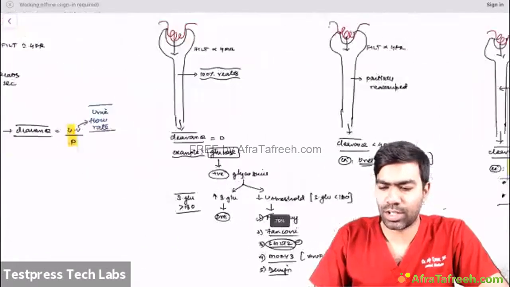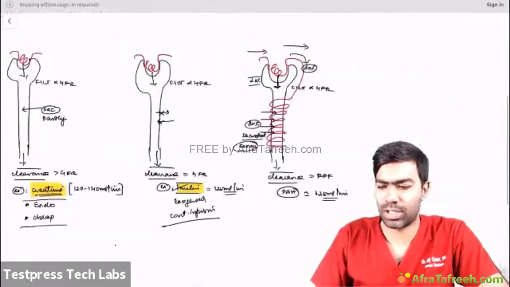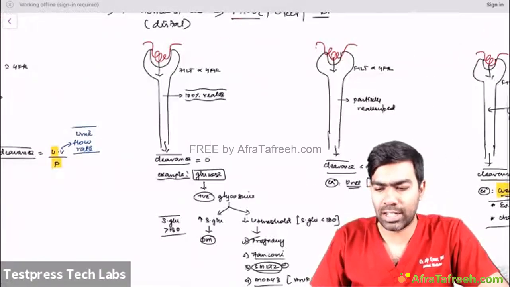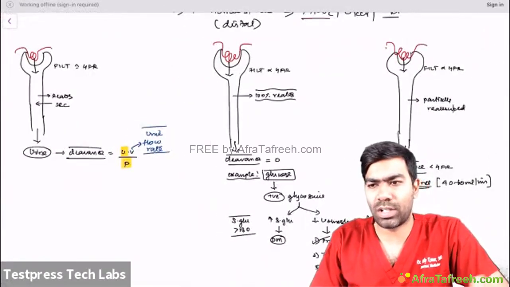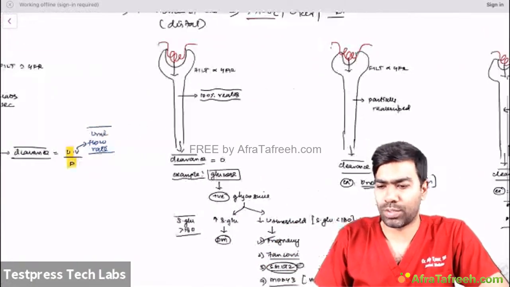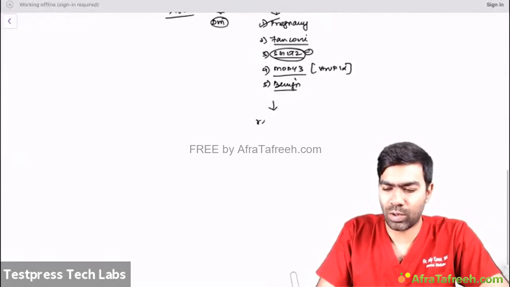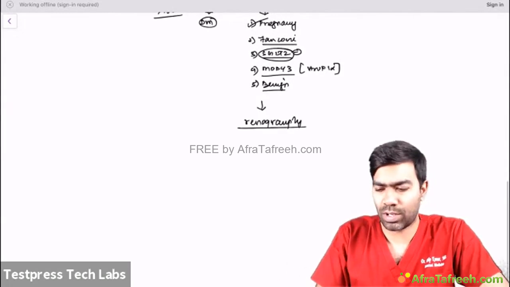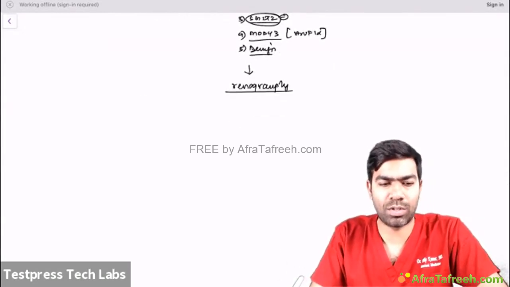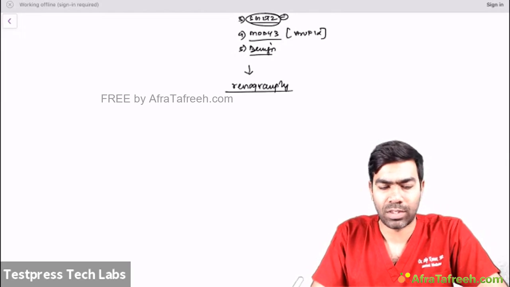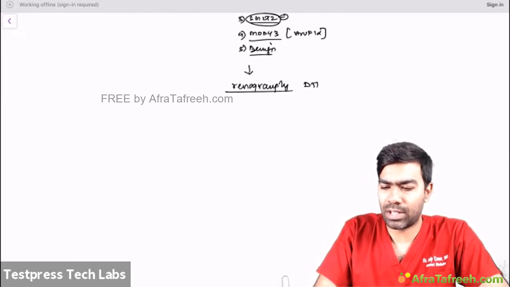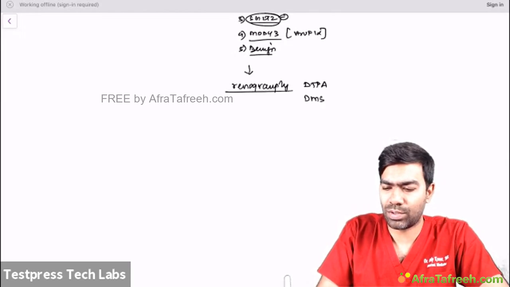So first you need to know the clearance of the compounds. Each and every compound's clearance we have seen here. Based on that, we have different compounds, and nuclear compounds are also there. With them we can do renography, that is renal scintigraphy. We have many types of renography, but the three most common compounds we use are DTPA, DMSA, and MAG3. All these compounds are labeled with technetium-99m.